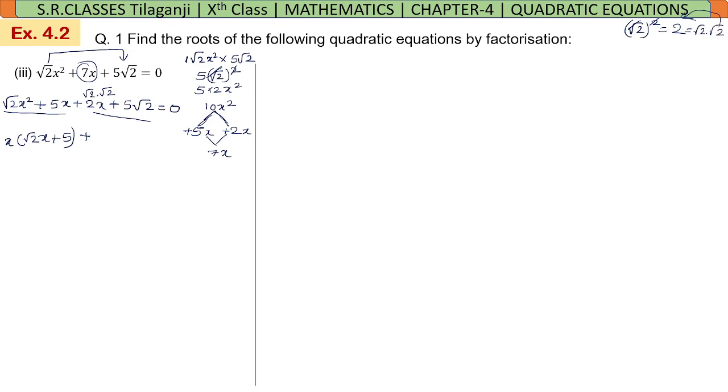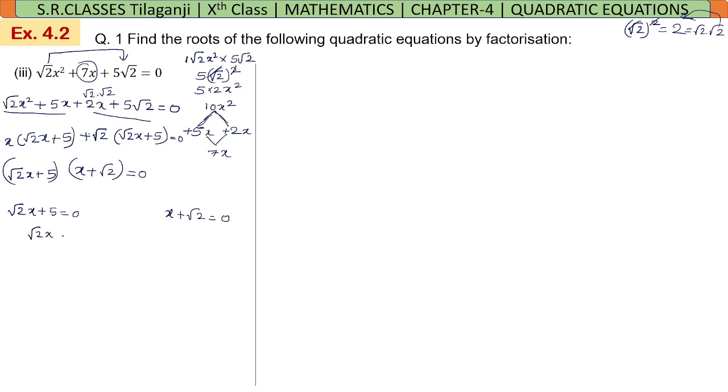Now here what is the common? Root 2 and here also root 2. So I can take root 2 as common, and what will remain here? Root 2 and x will remain, plus plus will be plus, here 5 will remain. Now check both the brackets are same. So I can take 1 as common, that is root 2x plus 5, and what is remaining? X plus root 2 is equal to 0. Now take 1 bracket equal to 0, that is root 2x plus 5 is equal to 0. This side x plus root 2 is equal to 0. Find out the value.